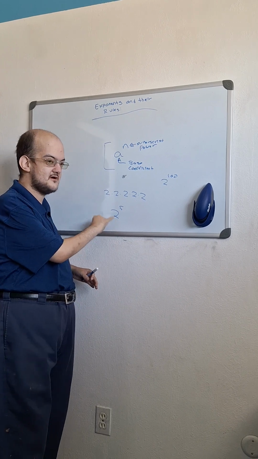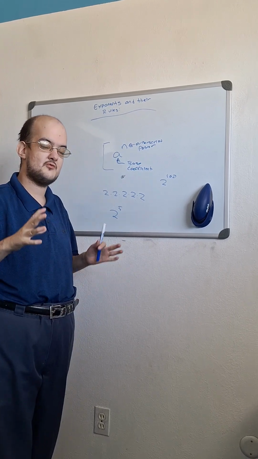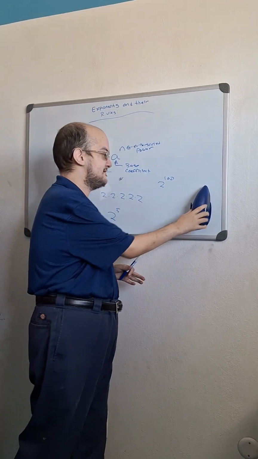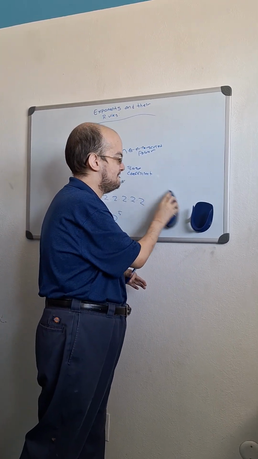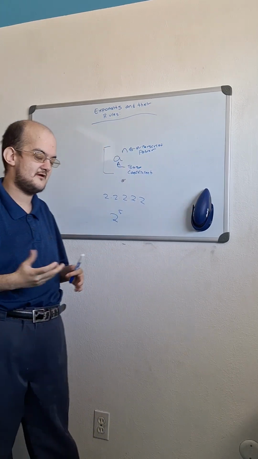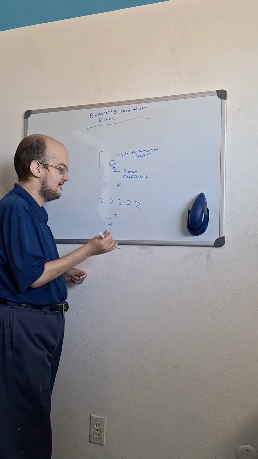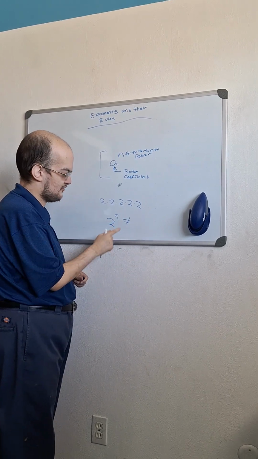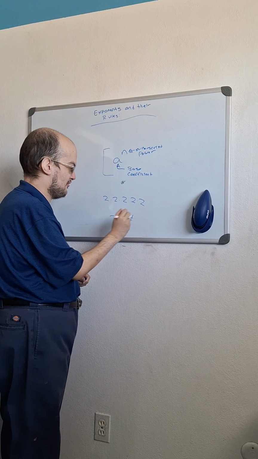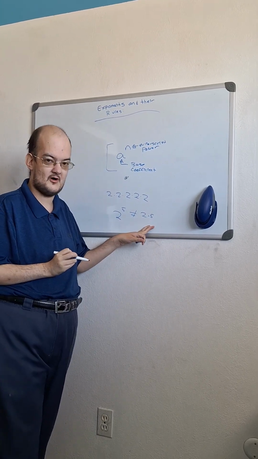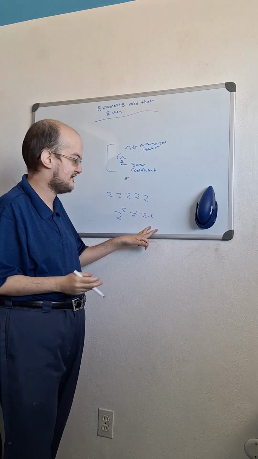So exponents are just a simple way of doing repeated multiplication. Now, let me give you a little bit of a caution or a warning here. This 2 raised to the power of 5 does not equal 2 times 5, which is going to give me a product of 10.